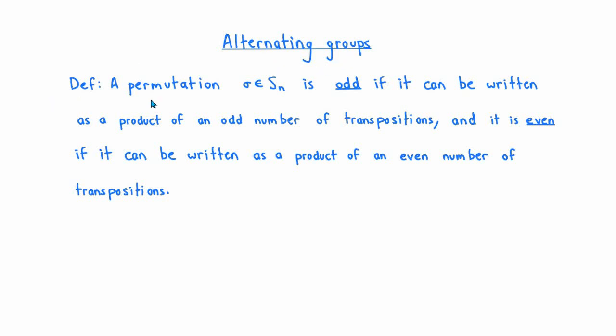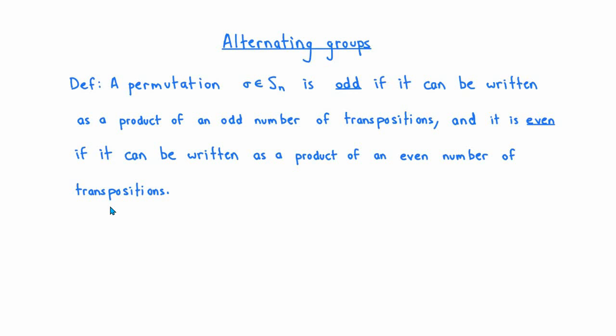It's easy just to crash through the definition, but there are some details here that I think are worth paying attention to. So first of all, let's start with a seemingly innocuous definition. A permutation sigma in Sn is called odd if it can be written as a product of an odd number of transpositions, and it's called even if it can be written as a product of an even number of transpositions.